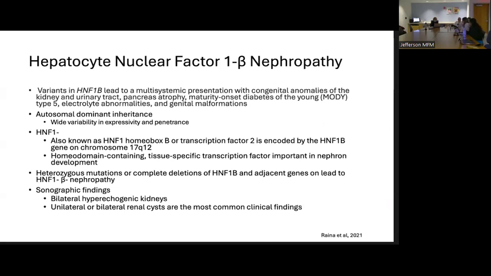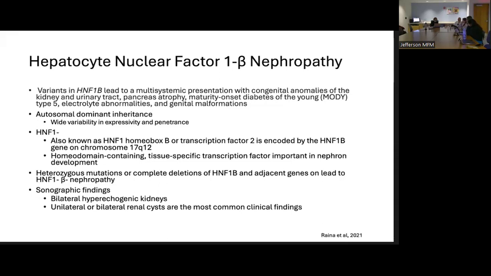Hepatocyte nuclear factor 1 beta nephropathy. Variants in the HNF1 beta lead to multisystemic presentation with congenital anomalies of the kidney, urinary tract, pancreas, MODY type 5, electrolyte abnormalities, and genital malformations. This is inherited in an autosomal dominant manner. However, there's a wide variability in expressivity and penetrance.